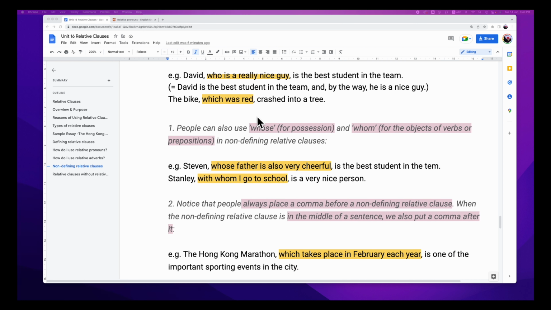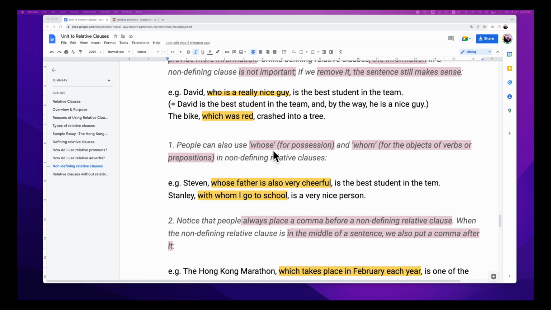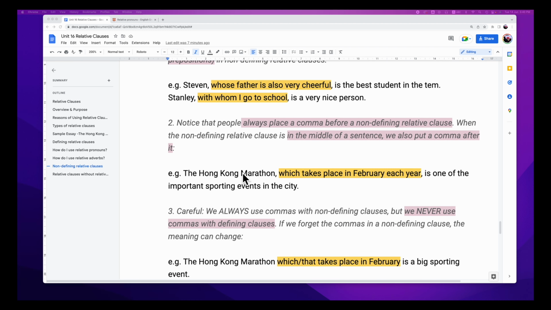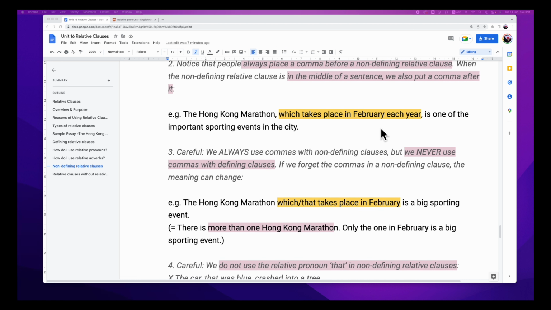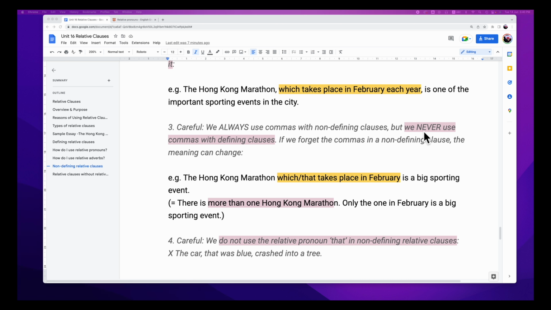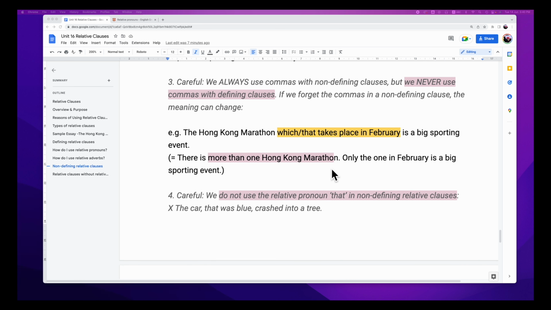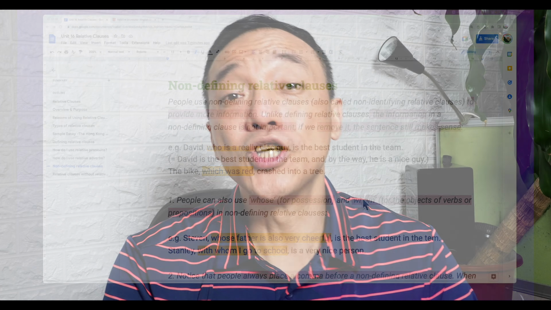The first one is talking about the usage of relative pronouns whose and whom. Second, putting a comma before a non-defining relative clause. And also, never use commas with defining clauses. And the last one, we do not use the relative pronoun that in non-defining relative clauses. So, first of all, we talk about what non-defining relative clauses are.